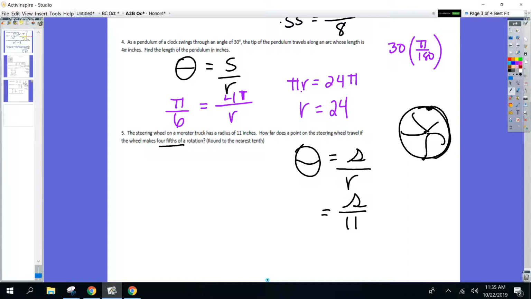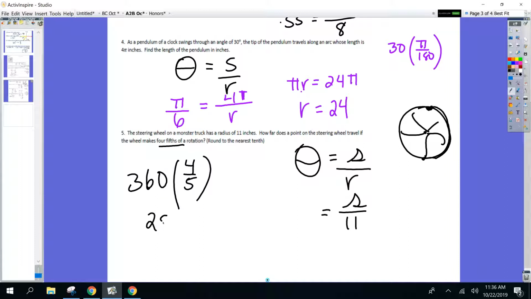4/5 of a rotation. Rotation, go all the way around. How many degrees am I going? Okay, so all the way around, everyone agrees I'm going 360, right? All right, so I take 360, and I want to find what is 4/5 of 360. Yes, great job. That'll tell me how many degrees I'm rotating. How many degrees did I rotate?